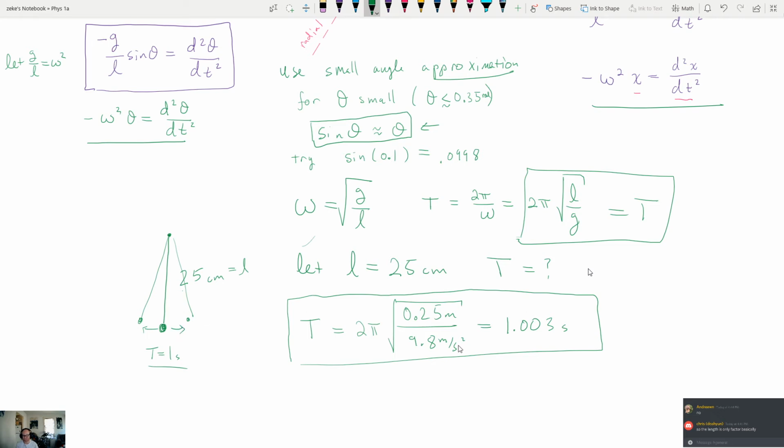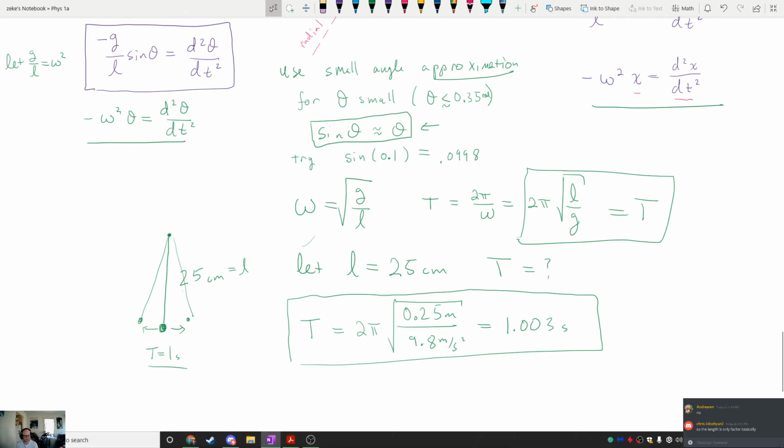So that's pendulums, and I'm going to leave it to you to solve problems with this because I do want to get on to summarizing this course.